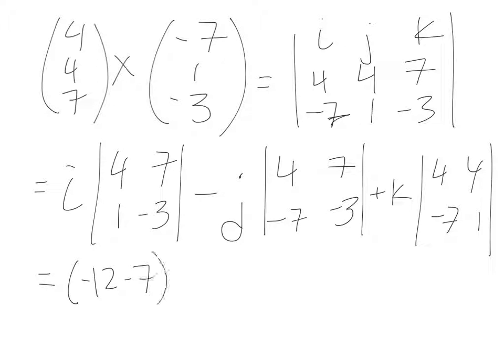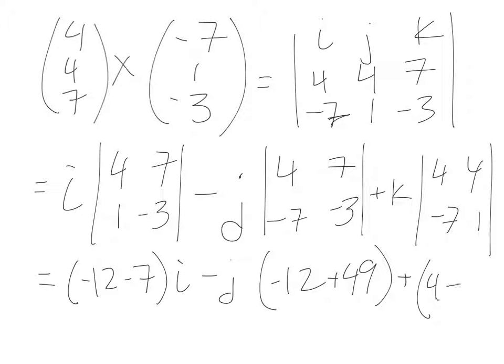So cross multiplying here, I have -12 minus 7 times i. That's -12 minus a -49, so plus 49. And then plus 4 minus 28, minus a -28, so that's 4 plus 28. Oh, and it needs a k. Everybody needs a k. So I found the vector -19i. This became, well, it was a positive 37, and then I make it negative here, so -37j, and then a positive 32k.